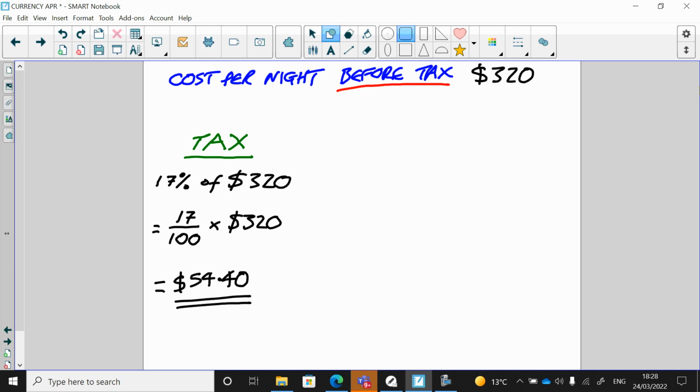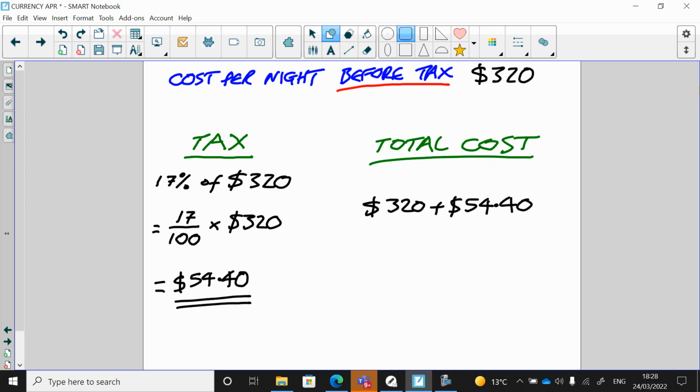It's in dollars now, so we'll get dollars on the top and dollars on the bottom here. So we can get our total cost here. Just add the two of them together. So 320 plus 54.40, both are in dollars. Our answer's going to be in dollars. That is the total cost, just like the heading says there. Very expensive, isn't it? Right, okay, let's move on.